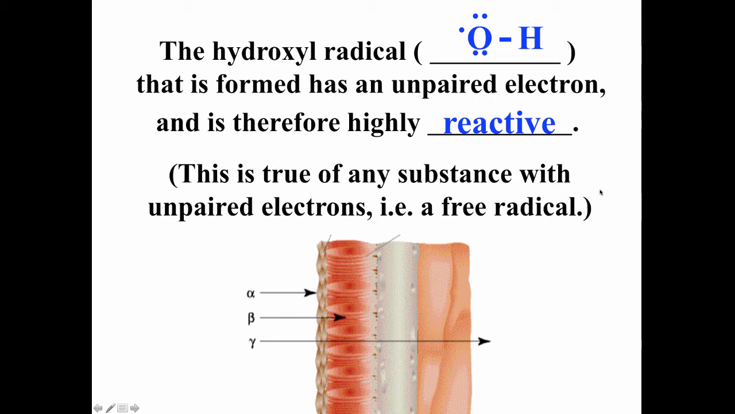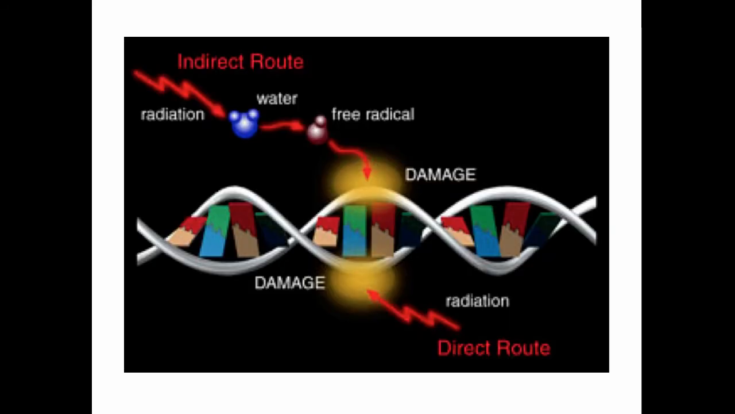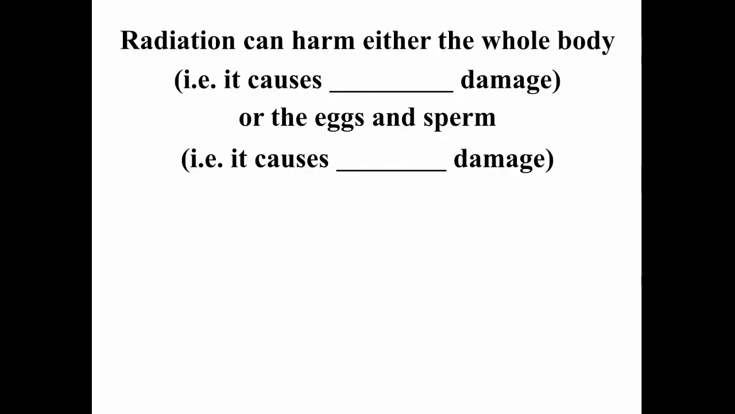What these highly reactive hydroxyl radicals can do is react with biological molecules, DNA, proteins, enzymes, and cause damage to the molecules and therefore disrupt physiological processes. Here's an image showing that radiation can break water apart into an OH free radical that can react with something like DNA and damage it, or radiation could be high enough energy to break bonds within the substance itself. Both ways can damage biochemical processes via damage to biochemical molecules.